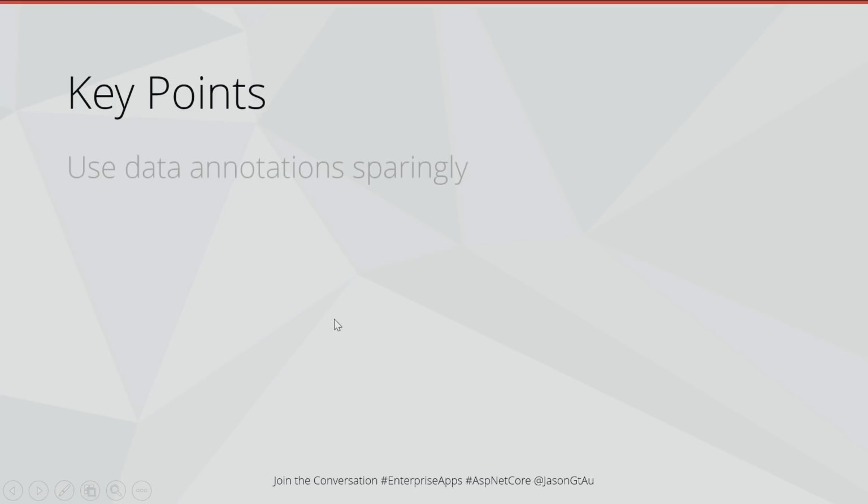All right, so the key points. Use data annotation sparingly, if at all. It's always going to depend, but I definitely prefer to keep them out of my domain and use the Fluent API configuration, which we'll look at soon.